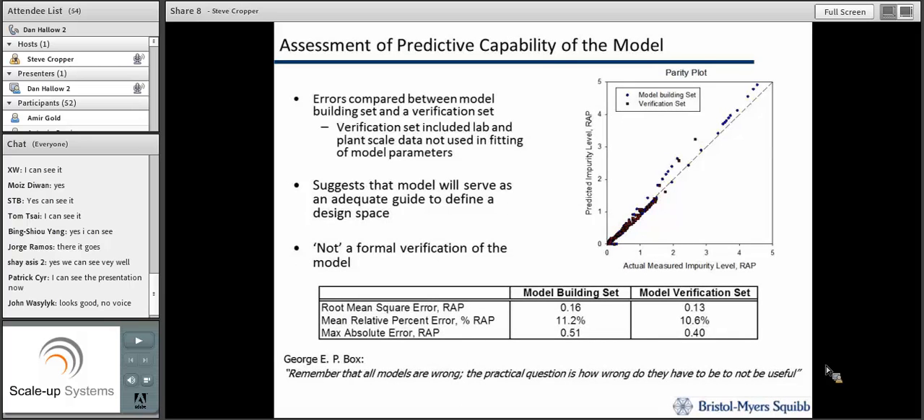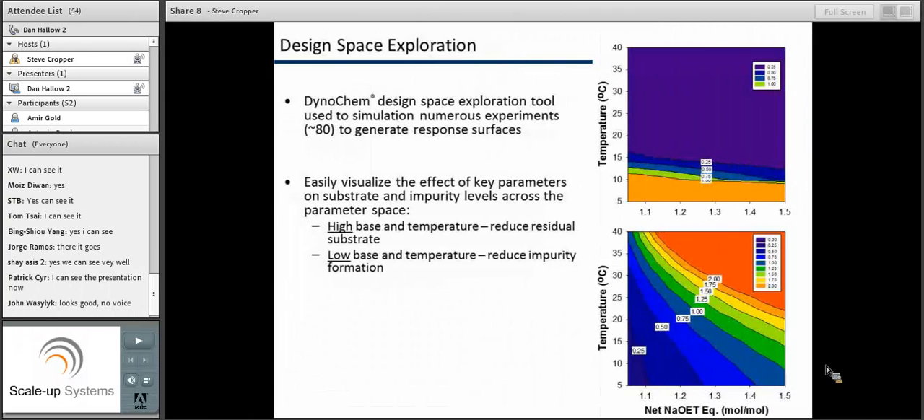So talk a little bit more here on the error. We did perform some assessment of the predictive capability of the model. We compared the errors between a model building set and a separate verification set. DynoChem has a design space exploration tool, and it was utilized to simulate numerous experiments, approximately 80 experiments, to develop some response surfaces for the model plots.